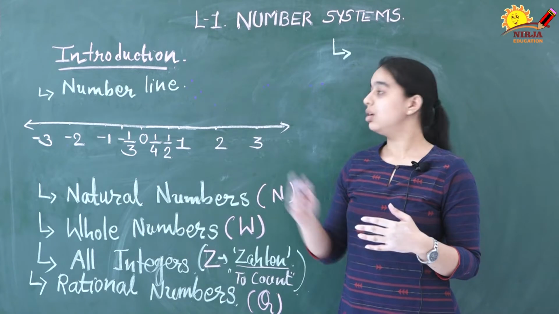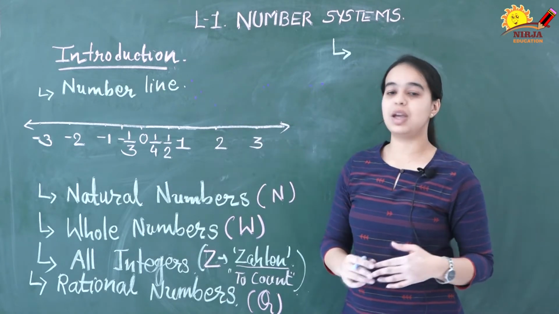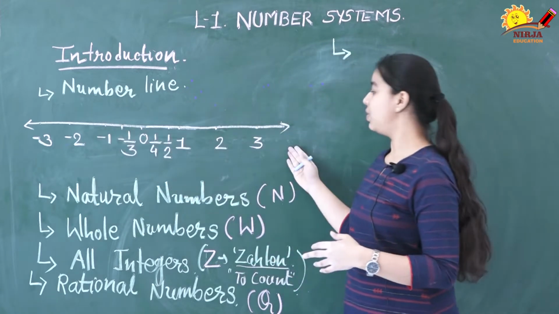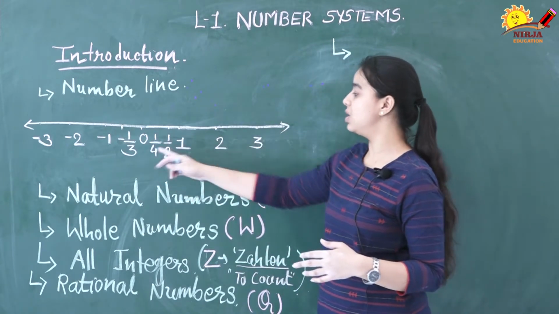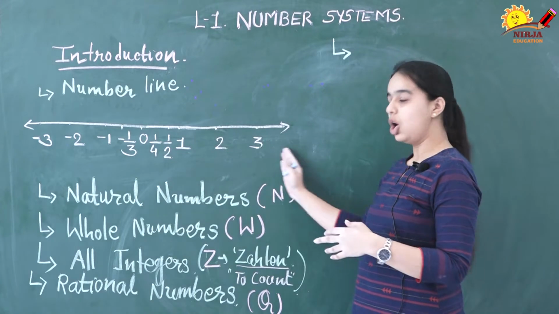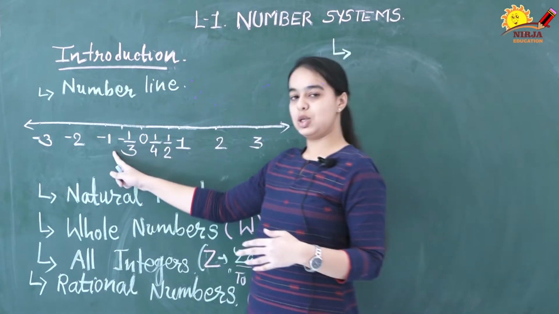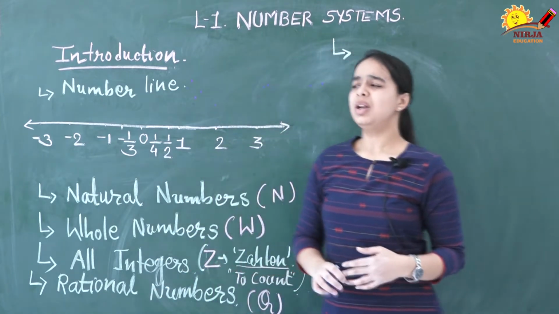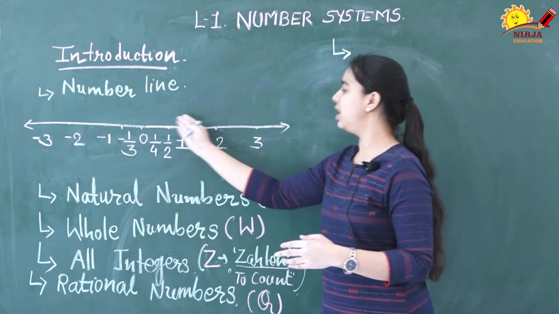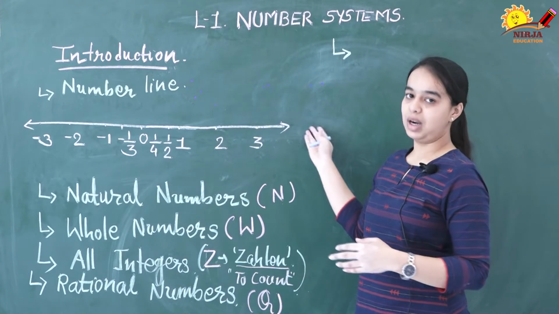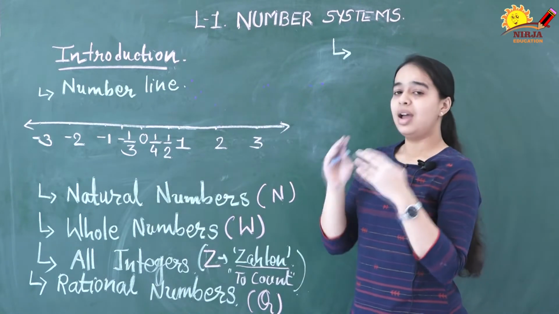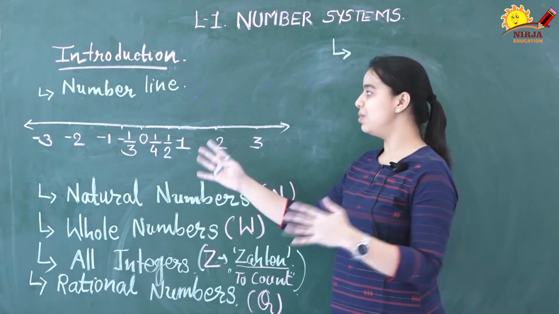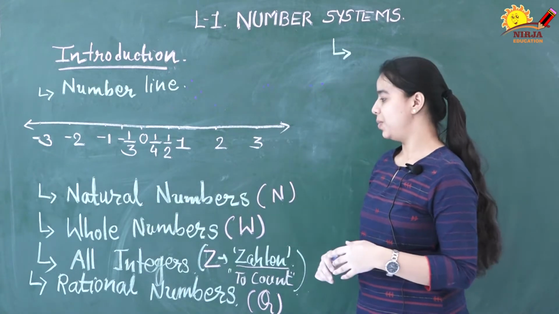We can indicate numbers by using number lines. Here I have drawn a number line and indicated the numbers 0, 1, 2, 3, all the positive integers, and -1, -2, -3 and so on, all the negative integers. Now just imagine you are walking along the number line, and as far as eyes can see, all you are going to see is numbers, numbers and numbers.